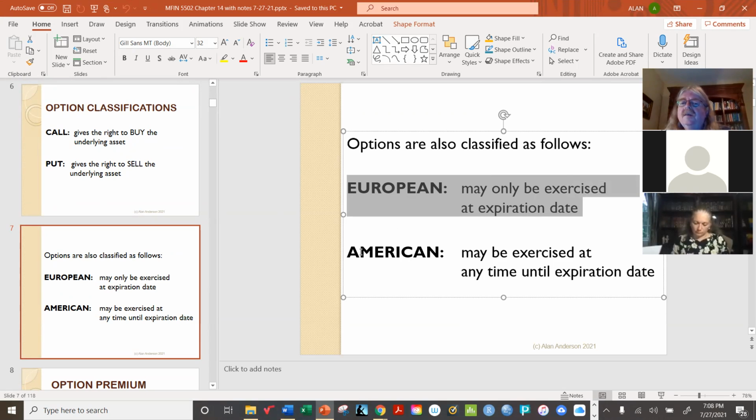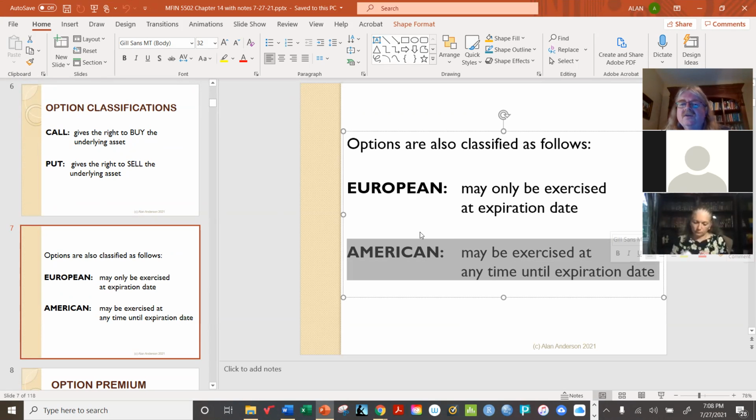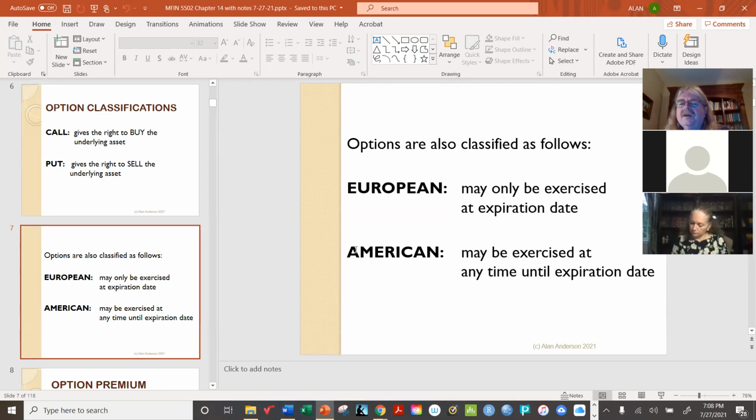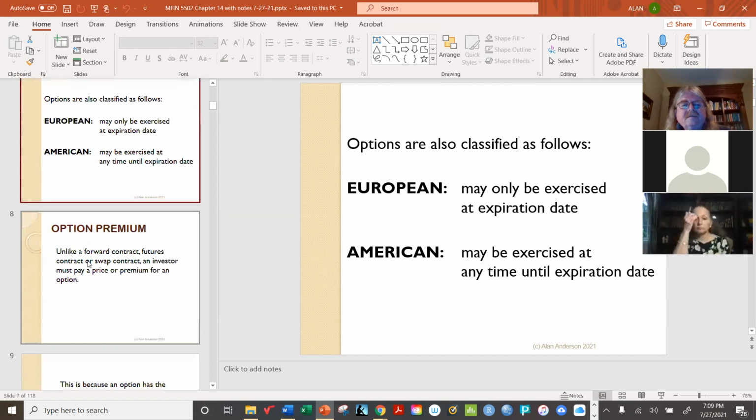So having American features wouldn't really help you very much with an interest rate option. On the other hand, with equity options, they typically are American style because it's going to help you out if you can buy your stock when you think the market is very, very hot, let's say, and about to rise.